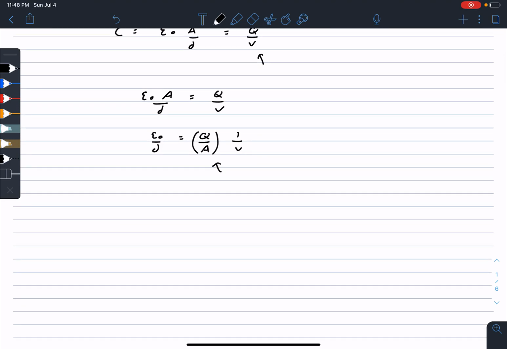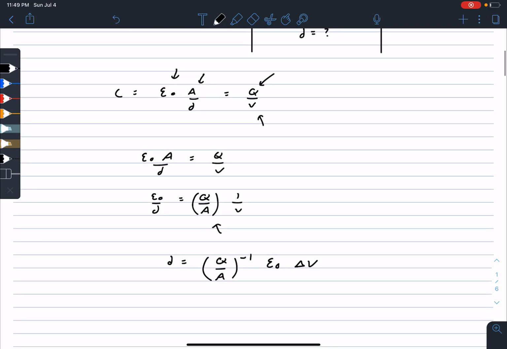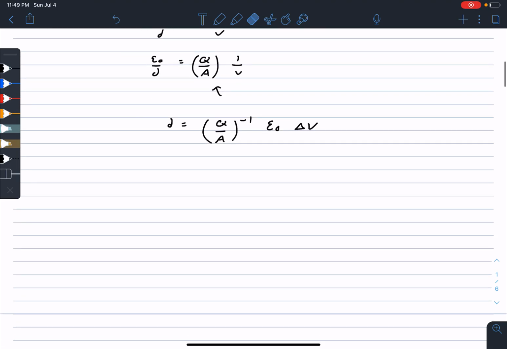Look at that. So now we want to just solve for D, right? So we put D up top. And then, I'm just going to write it like this. This is inverted. Epsilon naught delta V. Let me just double check this. So we put D over here, put A over Q here, times V times epsilon naught. Yep, okay, good.